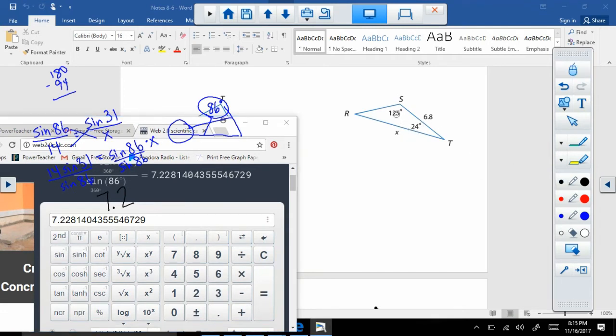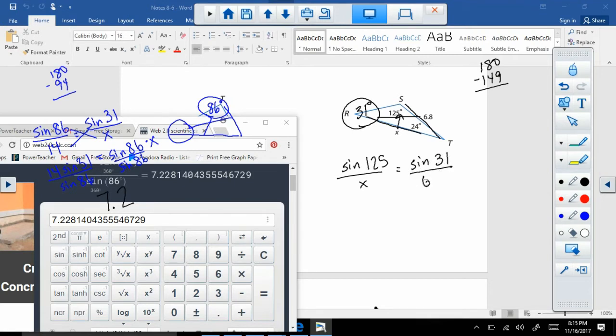And lastly for this one, I have side, angle opposite from it. So the sine of 125 over x is going to equal this side, and the angle opposite that one, I don't know. Add those up, 149. Take that away from 180. So this angle here is, let's see, 31 degrees. The sine of 31 over 6.8.